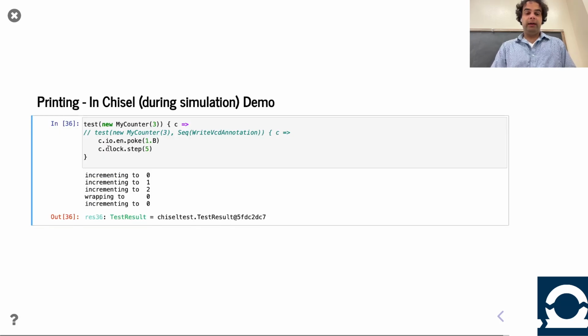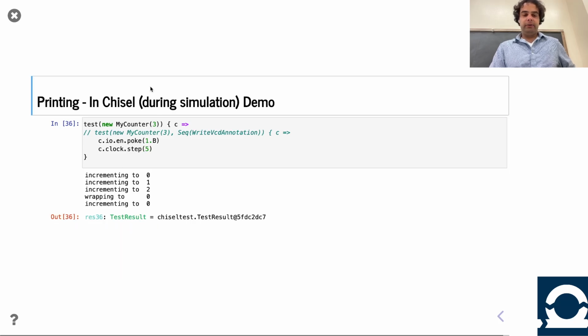Okay, well, what do we see? Well, I told it to run for 5 cycles. We talked about this a second ago. And we see, incrementing to 0, incrementing to 1, incrementing to 2, wrapping 0, incrementing to 2, incrementing to 0. Okay, so what do we get?